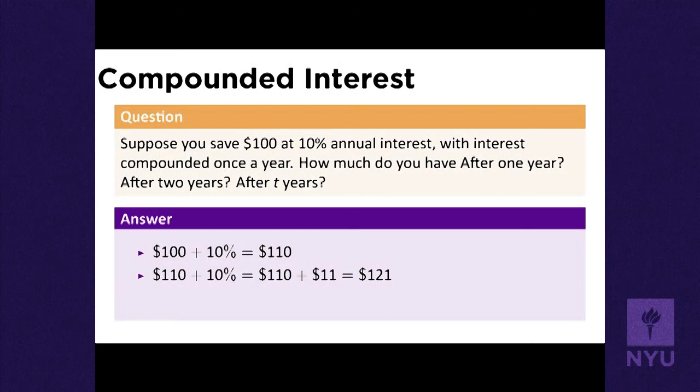Now, they used to have these accounts called simple interest-bearing accounts as opposed to compound interest-bearing accounts. And in those, the interest would go into a separate column, and you couldn't earn interest on interest. So with the simple interest account, you would get $10 in the first year and another $10 in the second year. So you would only have $120.